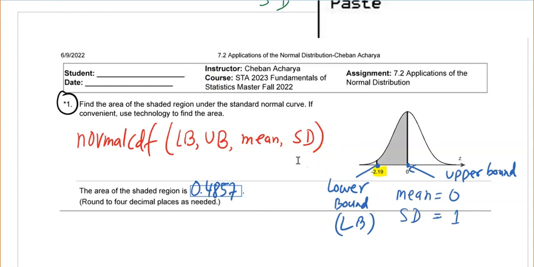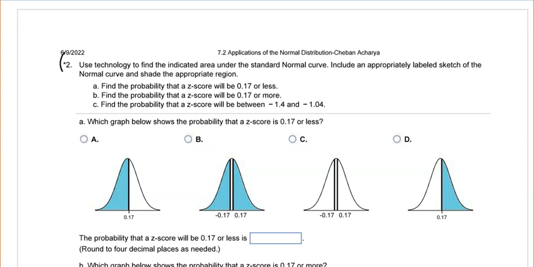Alright, question number 2. Use technology to find the indicated area under the standard normal curve. Again, you notice that this curve here is the standard normal curve. As long as you see the z-score on this line, that's called the standard normal curve. And for the standard normal curve, mu is going to be 0, sigma is going to be 1 always. That's the mean and that's the standard deviation.